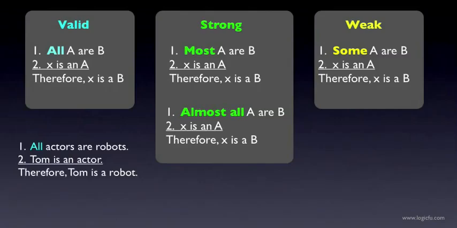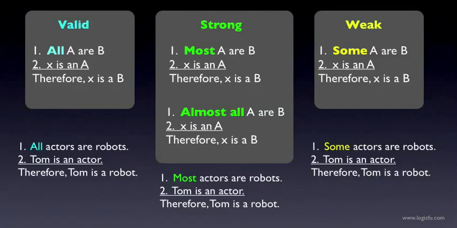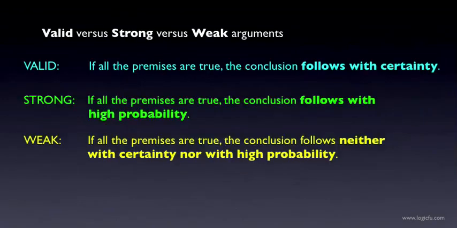But if we change all to most, we get an invalid but strong argument. Most actors are robots. Tom is an actor, therefore Tom is a robot. The conclusion doesn't follow with certainty, but we're stipulating here that most means enough to make it reasonable to believe the conclusion. And if we switch from most to some, like so, we get a weak argument. Some actors are robots doesn't even guarantee 50-50 odds. Some just means at least one actor is a robot.